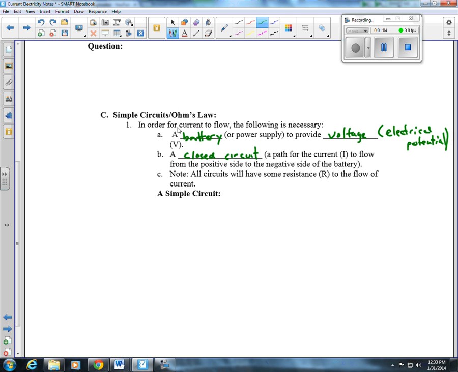So when we look at a simple circuit, we can diagram it basically like this. We have our battery or our power supply. Here, we are going to connect it with wires to some resistance, which we can represent as a resistor.